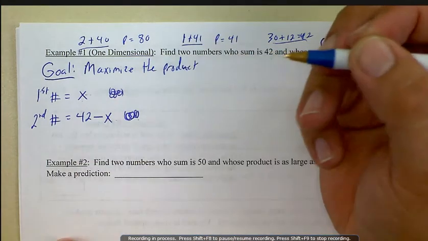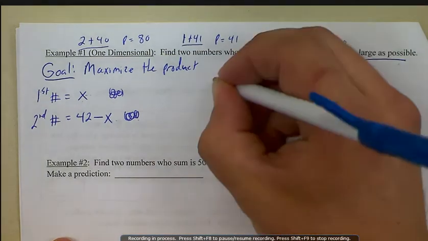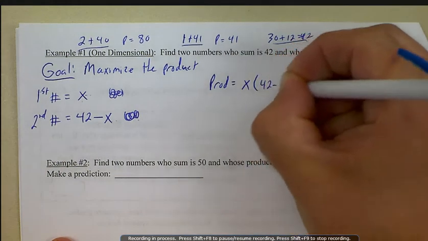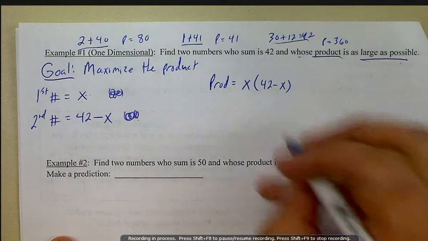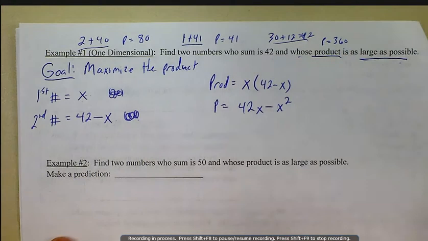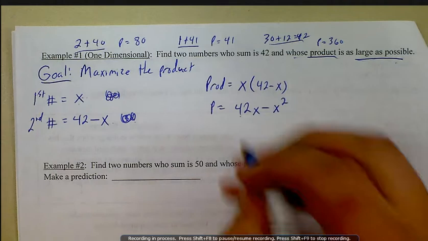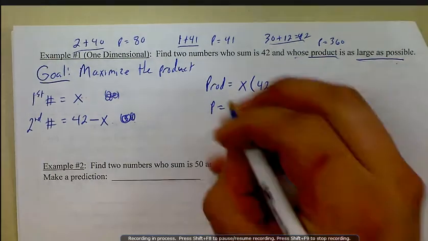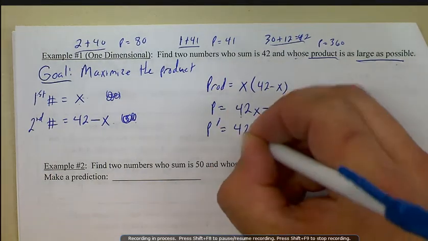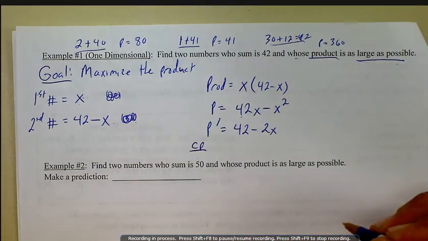My goal here is to maximize the product, so I'm going to create a product function. The product of the two numbers, x times 42 minus x, is P equals 42x minus x squared. Again, this is the first and second number multiplied together. Now, as I'm trying to maximize it, I want to find the max of the product function. I'm going to take its derivative and find critical points, because remember, if there are a maximum and a minimum, they occur at the critical points.